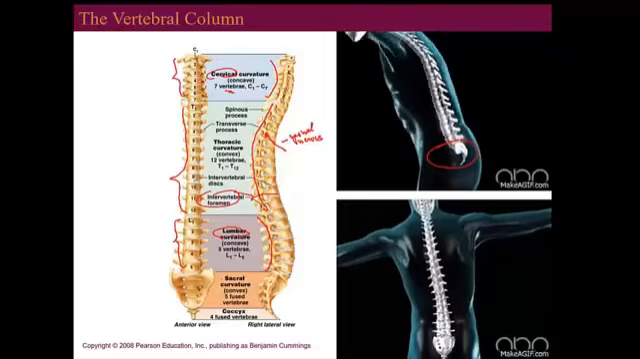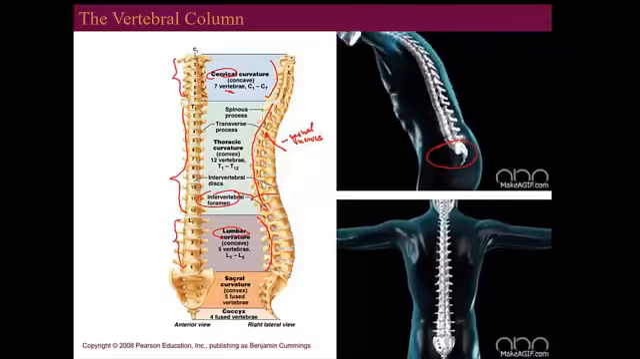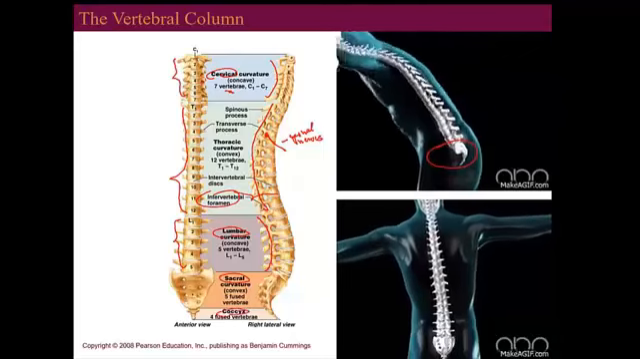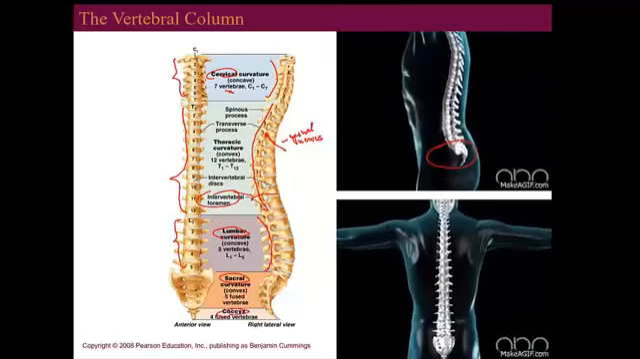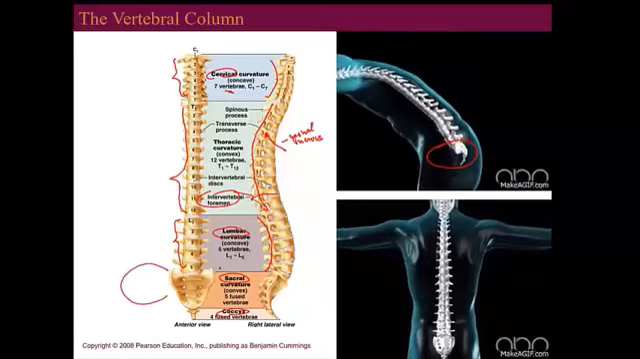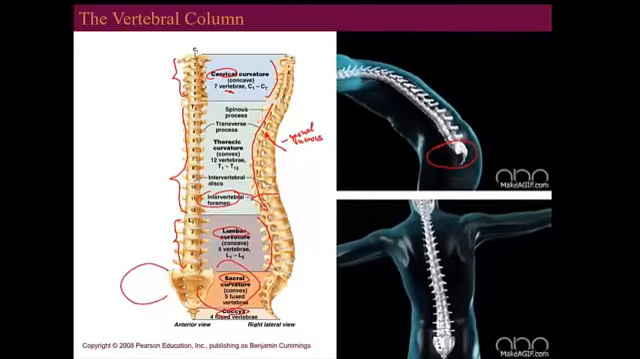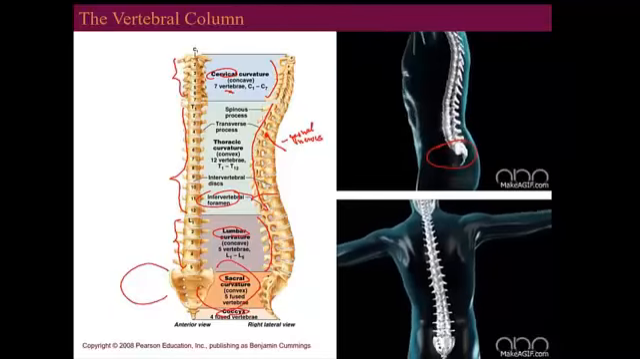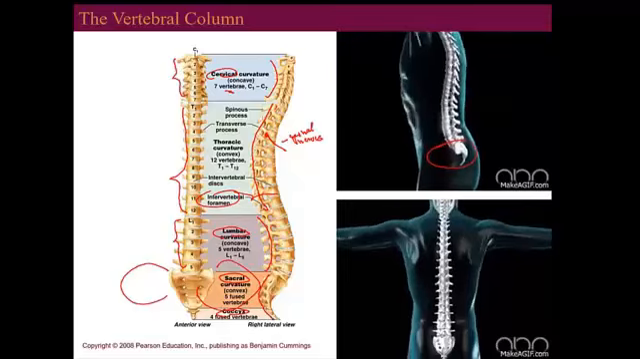The last 2 parts of the vertebral column are the sacral and the coccyx. The sacral is actually made out of 5 fused vertebrae. They are the ones that connect through the pelvic bone to the side. That's going to be the sacral vertebrae. The curvature of the sacrum together with the coccyx is actually convex.